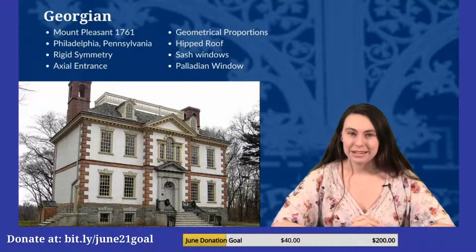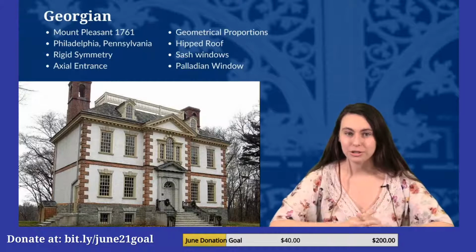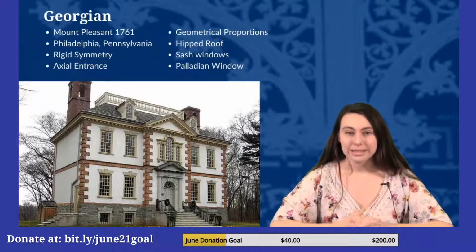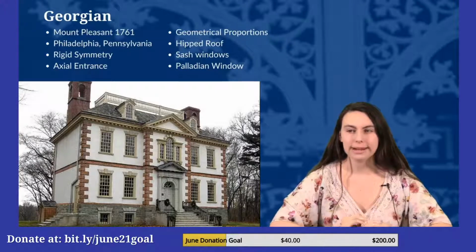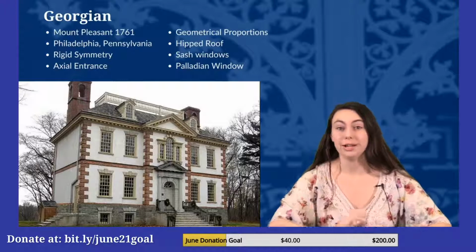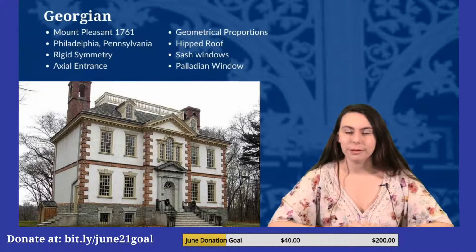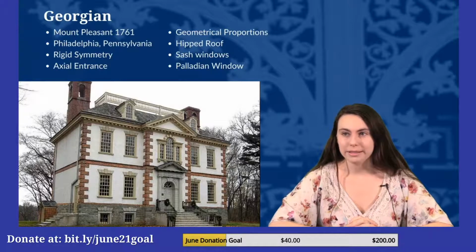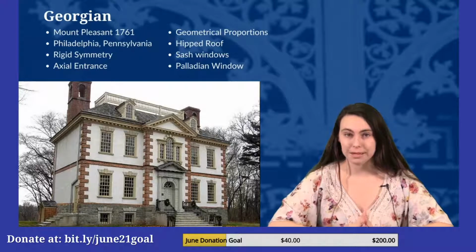The Palladian window is very much a Renaissance element that was brought back into the Georgian design. You will see them in Georgian houses, but they are not necessarily a hallmark element of a Georgian. So you can have a Georgian house without a Palladian window. That is perfectly fine. It's still a Georgian house. I would say the hallmarks of the Georgian are the rigid symmetry, the axial entrances, the geometrical proportion, and the hipped roof. The hipped roof is probably the biggest giveaway that it's a Georgian house.